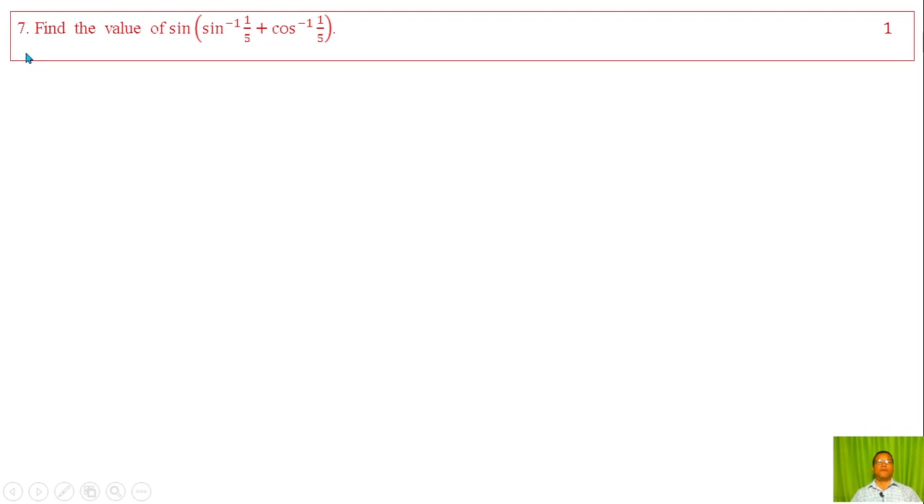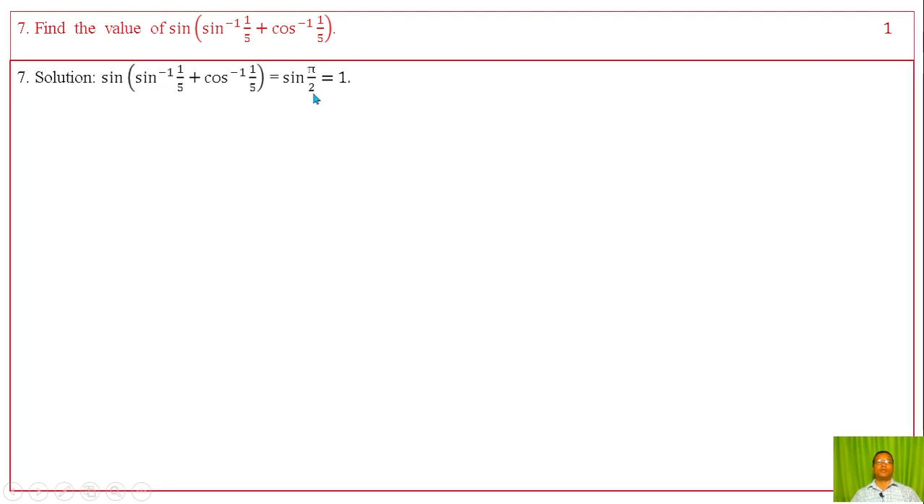Question number 7. Find the value of sine inverse of 1 by 5 plus cos inverse of 1 by 5, which is equal to pi by 2. Sine of pi by 2 is 1.